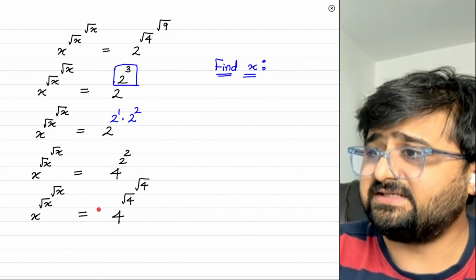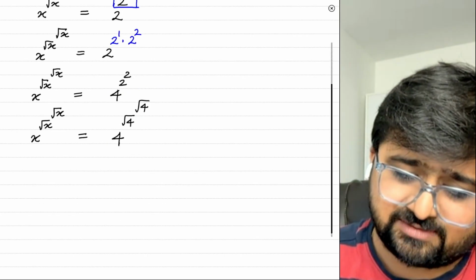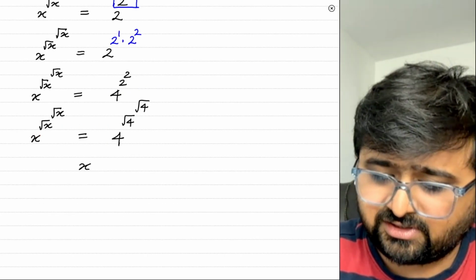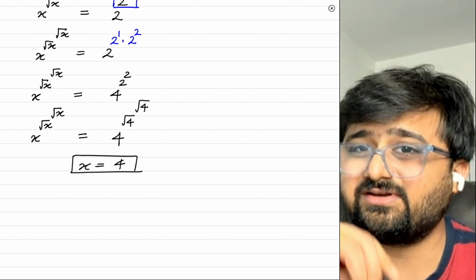Now you can see how it started to look exactly the same, in a way that you can just compare both the sides. If you now compare on both the sides, you have x is equal to 4, which is the final value of x that we need. How interesting was that problem?